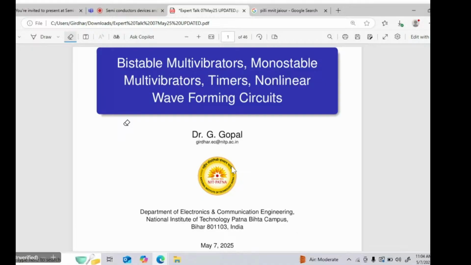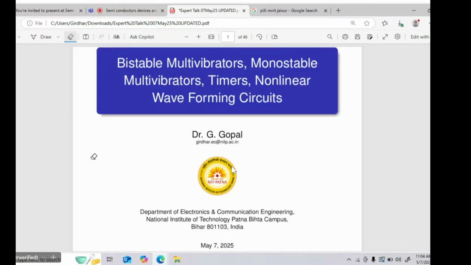Our topic is bistable multivibrator, monostable multivibrator, timers, and various non-linear waveforming circuits. So what is a multivibrator? A multivibrator is basically an electronic circuit that generates non-sinusoidal signals like square wave, rectangular wave, sawtooth wave and ramp signal. These are known as multivibrators.